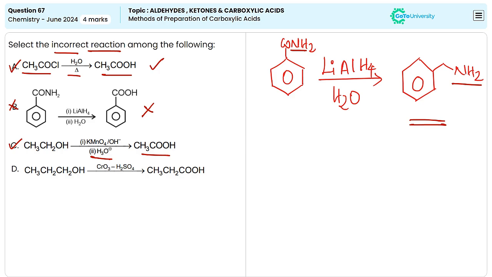And in the fourth reaction, propanol on reaction with sulfuric acid and CrO3 is converting into propanoic acid. This is also correct because the reaction which takes place here is oxidation. So the products are correct. So from these options, the incorrect reaction is option B, which is the correct answer.